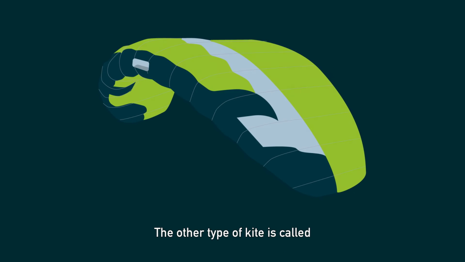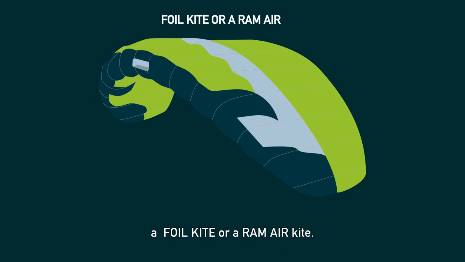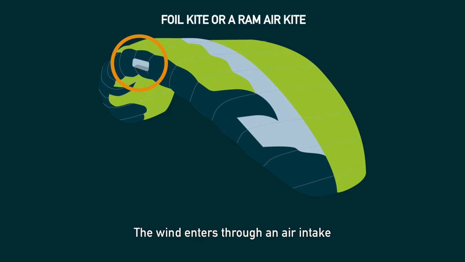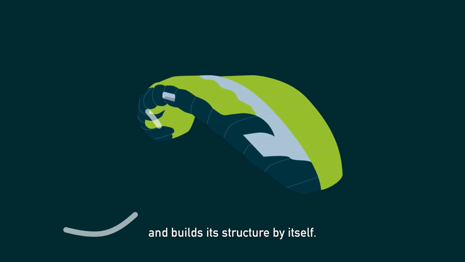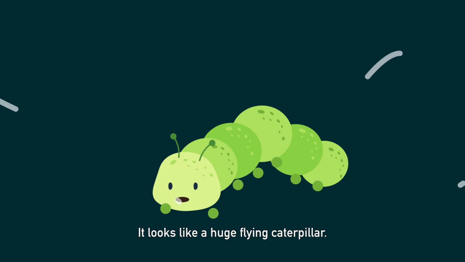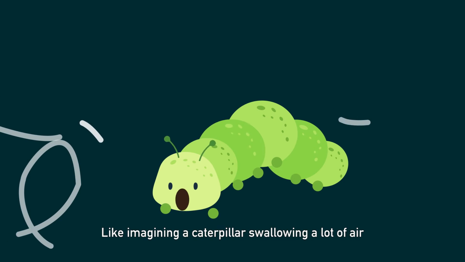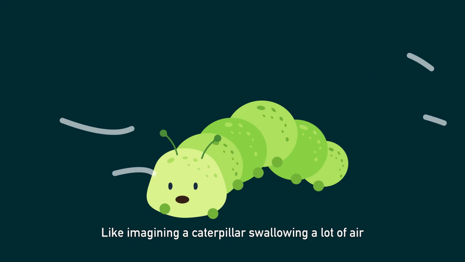The other type of kite is called a foil kite or a ram air kite. The wind enters through an air intake, and the kite inflates itself and builds its structure by itself. It looks like a huge flying caterpillar, like imagining a caterpillar swallowing a lot of air.